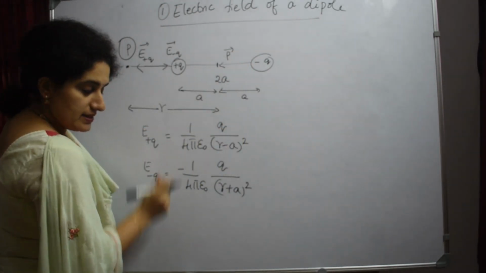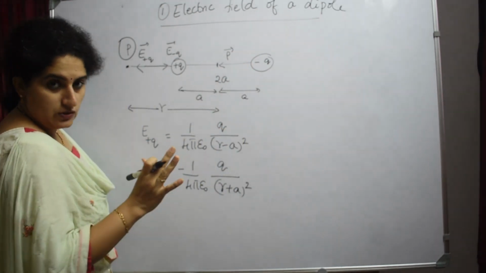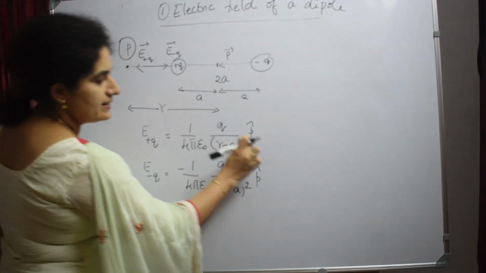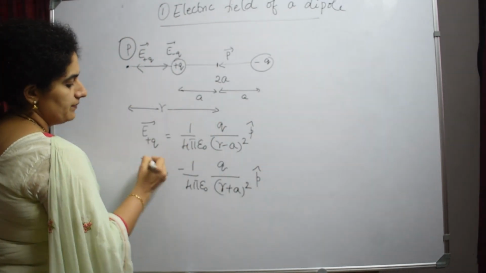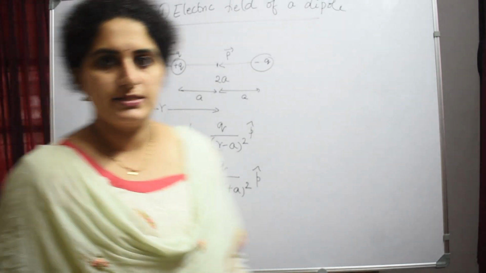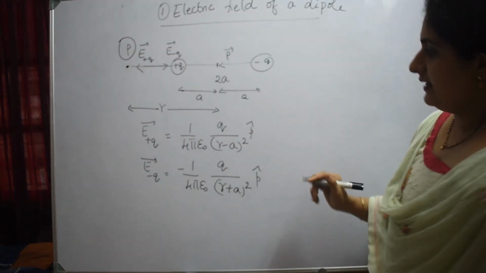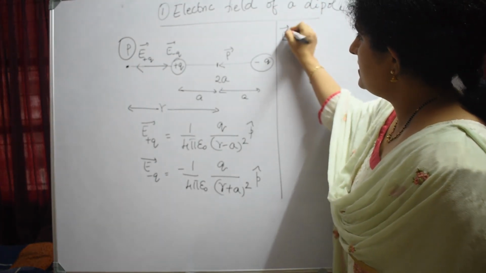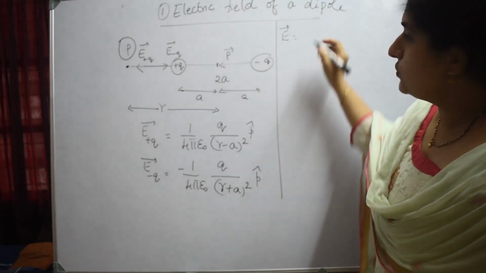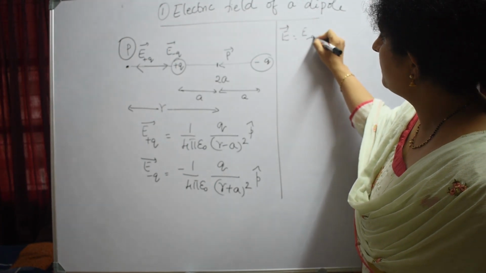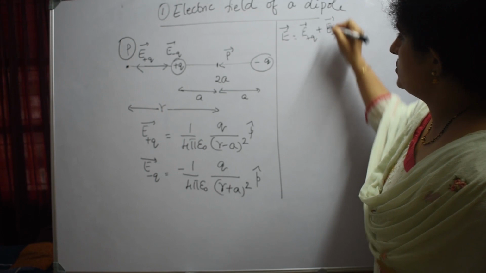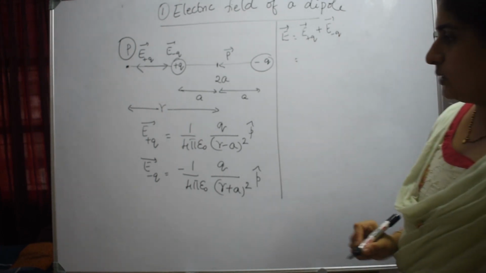If you are using the vector notation, then you have to write the unit vector, P cap. P is the dipole moment that we will discuss next. Now the total electric field. So total electric field E is nothing but E due to plus Q plus E due to minus Q. So add the two equations.